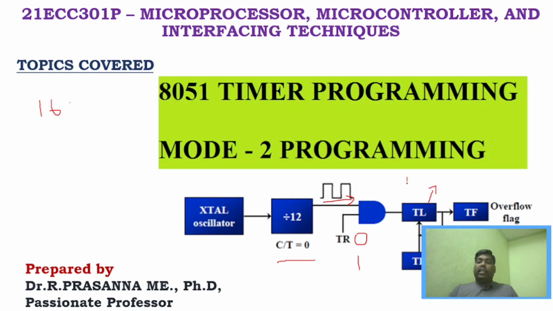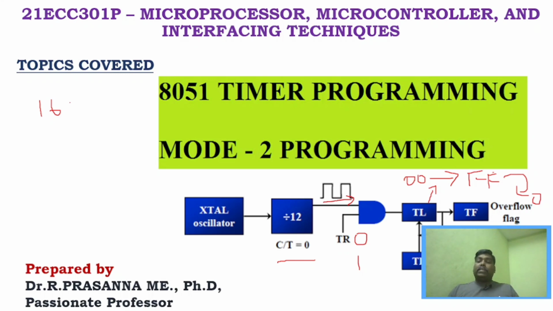You know that the TL value starts from 00, and for every clock pulse it will increase the count value, and it continues until it reaches FF. Once it reaches FF, it will roll back to 0 again. And while it is rolling back, understand one particular thing. Normally, whenever there is a rollback, it will set the TF flag, right?